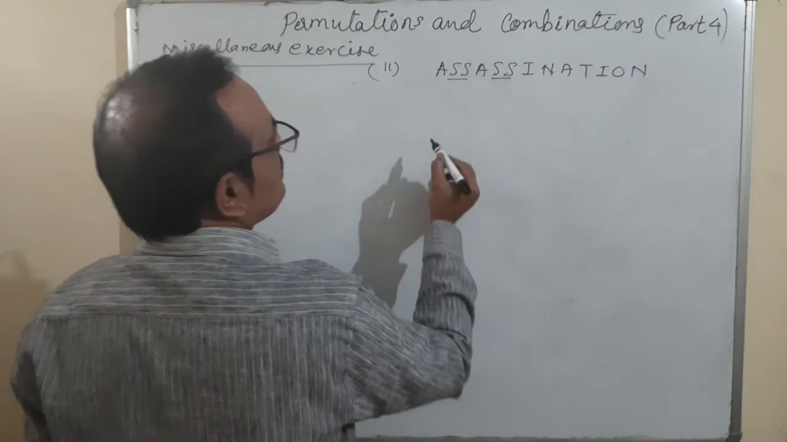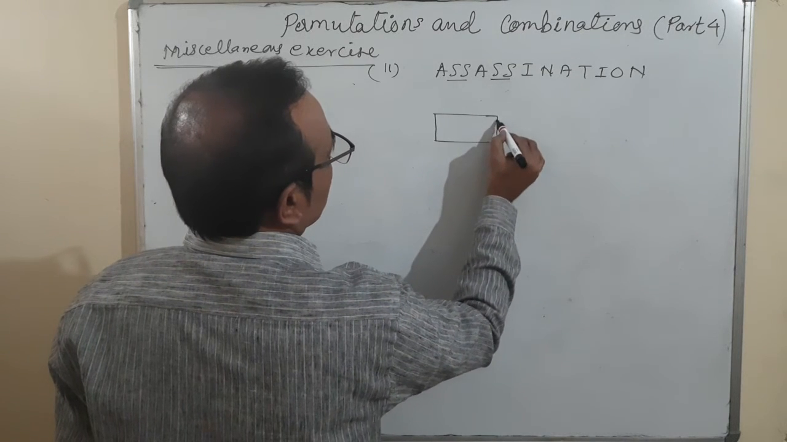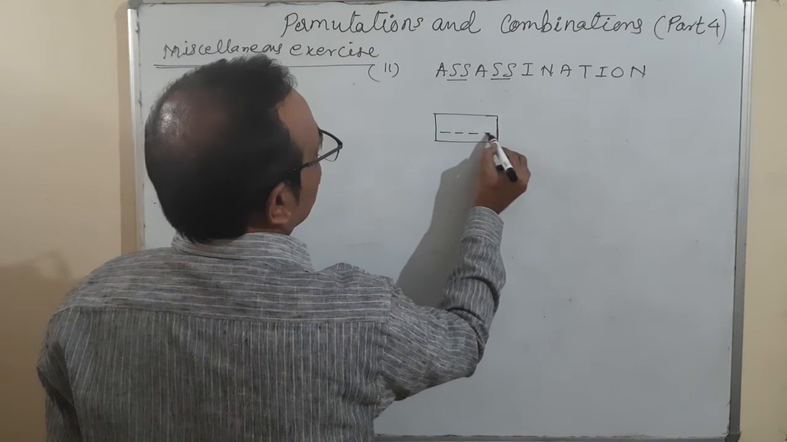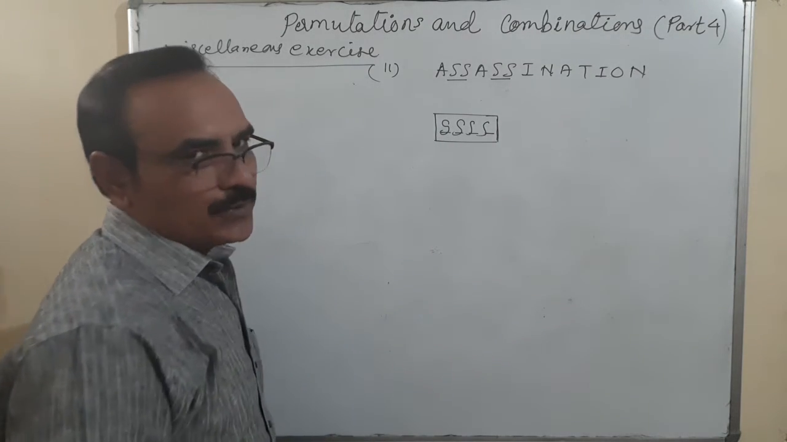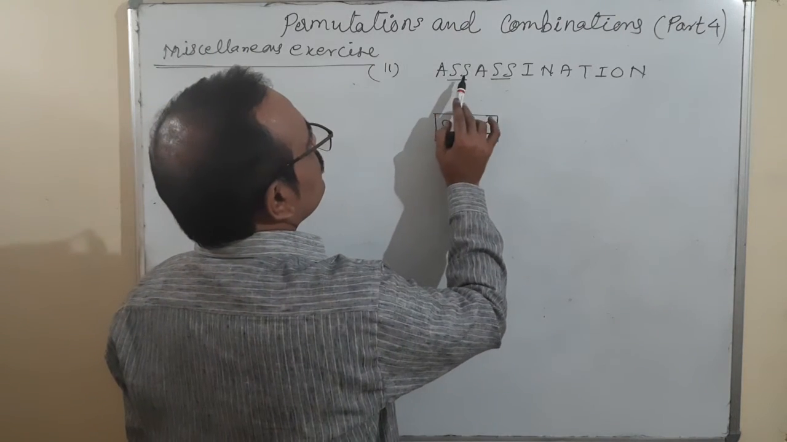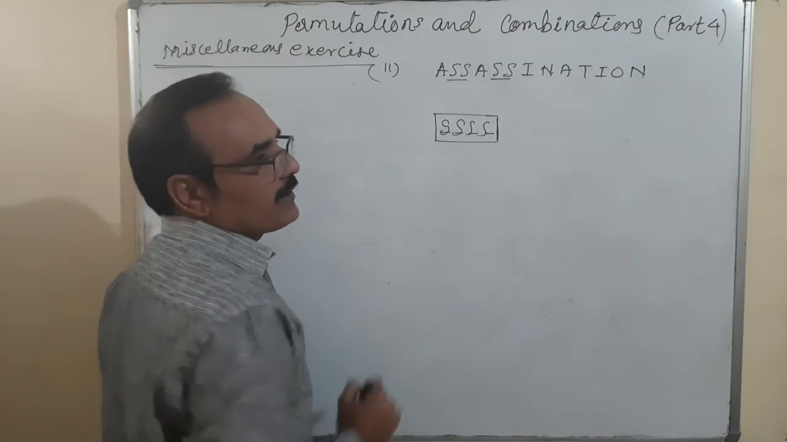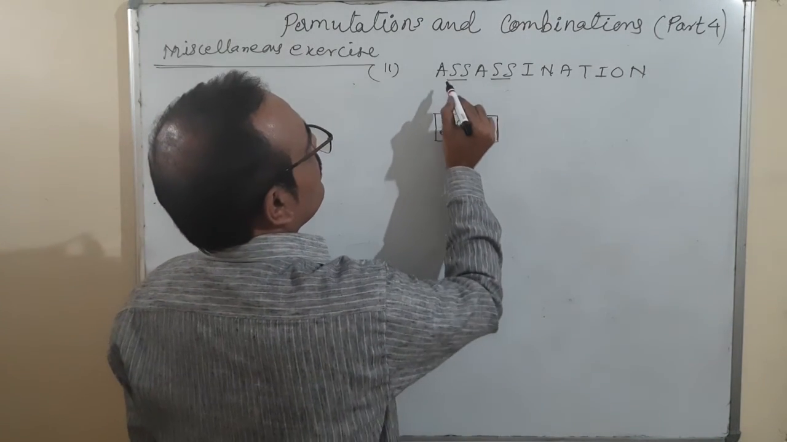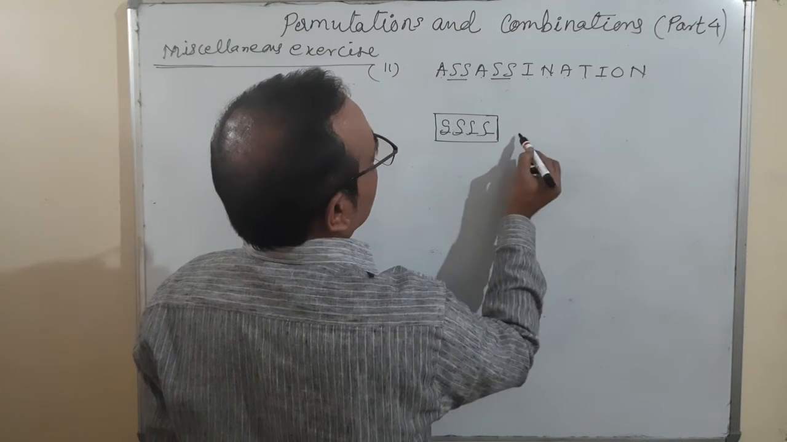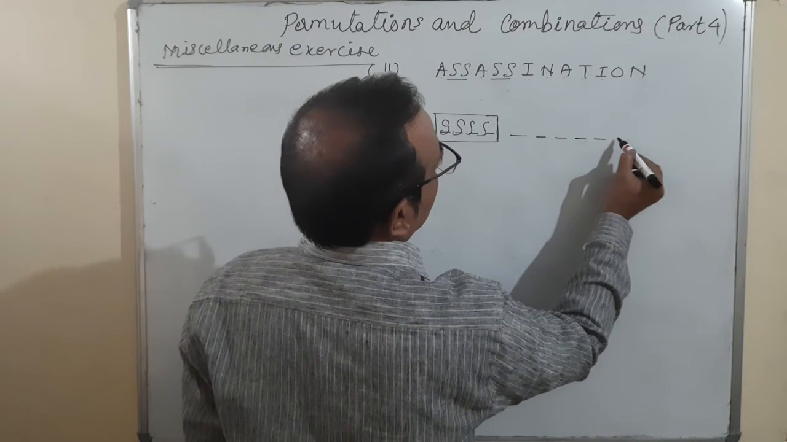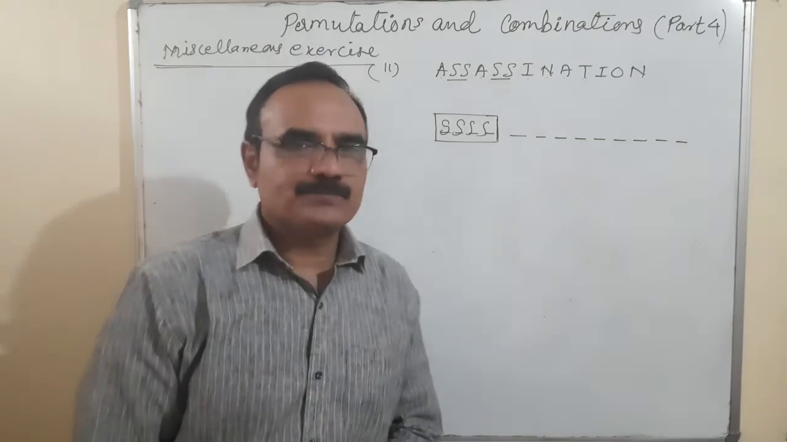There are a total of 4 S's coming together: 1, 2, 3, 4. All are S's. They are coming together. After that, the remaining letters: 1, 2, 3, 4, 5, 6, 7, 8, 9. So what does it mean now?